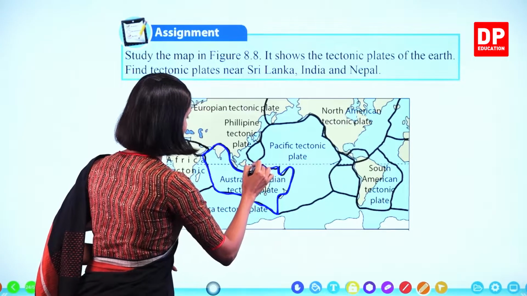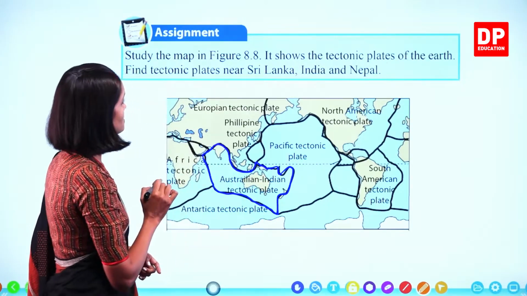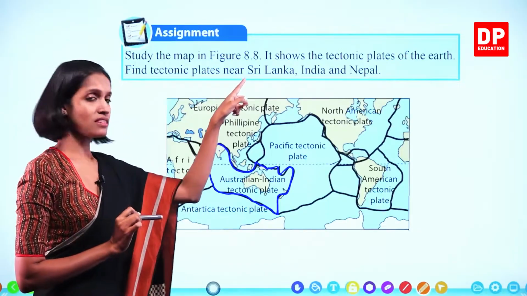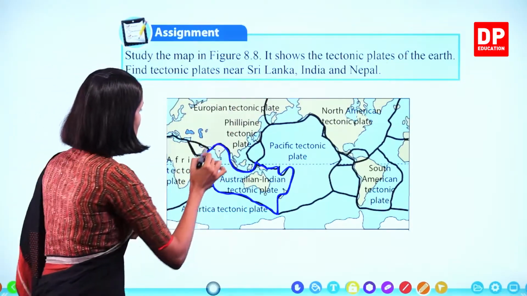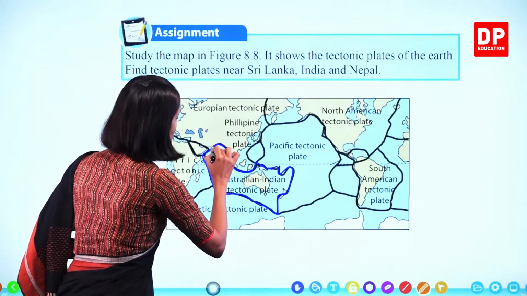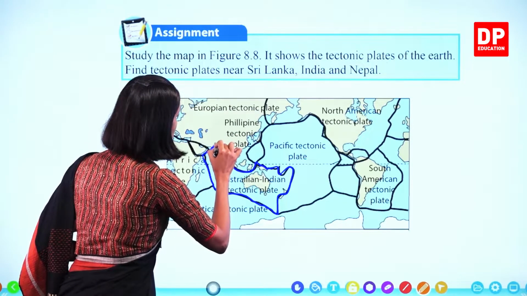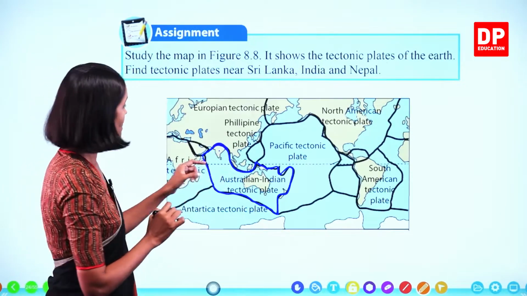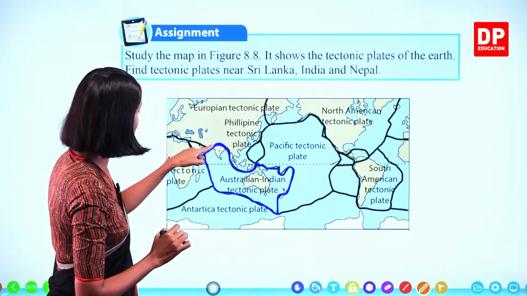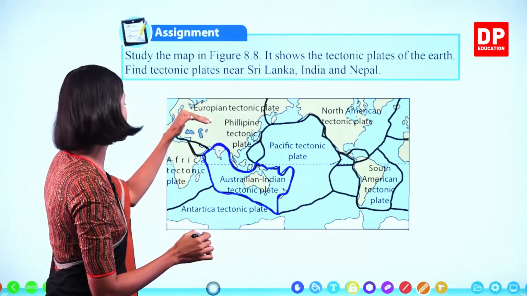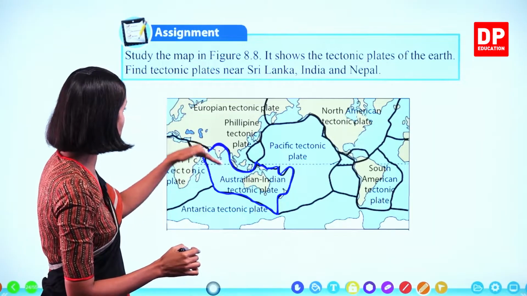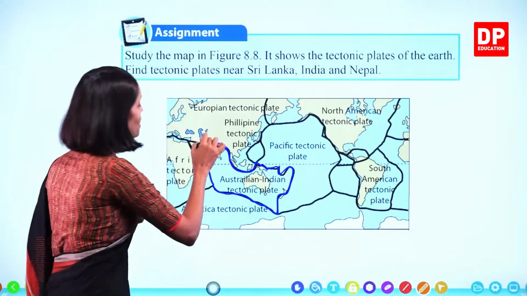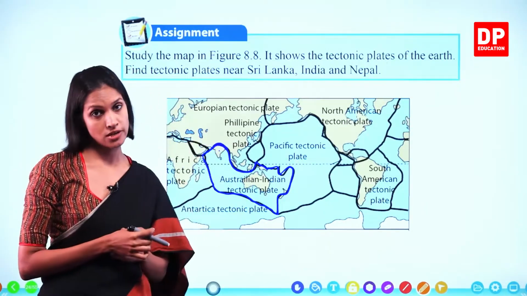Where is Sri Lanka? This is Sri Lanka. Where is India? This is India. Where is Nepal located? Nepal is located in this upper part, which means on the margin of the tectonic plate. So the margin of this tectonic plate, or you can say the boundary between the Australian Indian tectonic plate and this Philippine tectonic plate, on the boundary itself, Nepal is present.